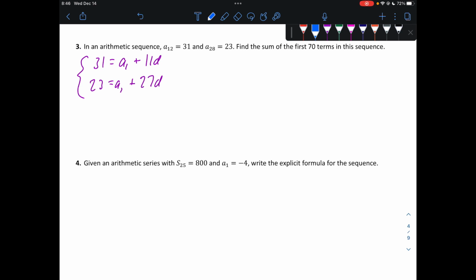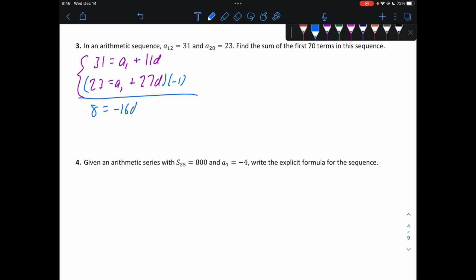All right, and if I subtract these, I get 31 minus 23 is 8. The a1's cancel. 11 minus 27 is negative 16d. So d is negative 1/2. And if I put that back into either equation, let's use this one here, I get 31 equals a sub 1 plus 11 times negative 1/2, so that would actually be minus 11/2. Add 11/2 to both sides. Let's see, that would be 36.5, or 73/2 would be a1.